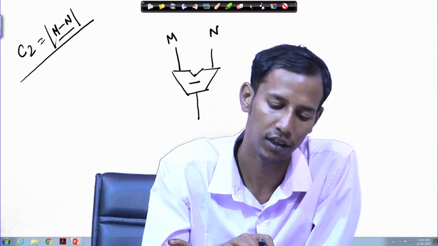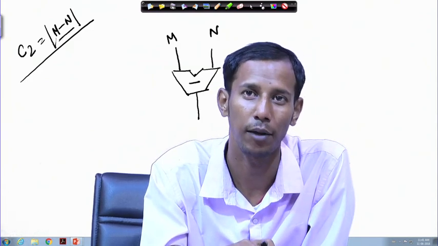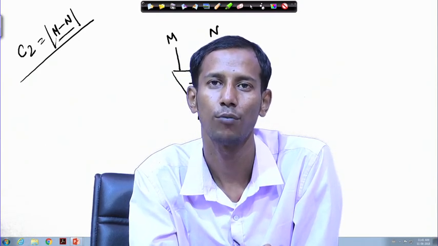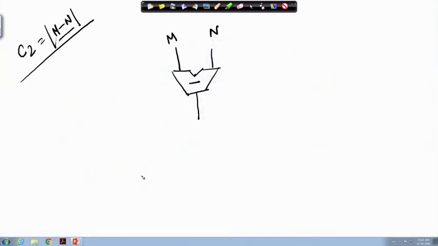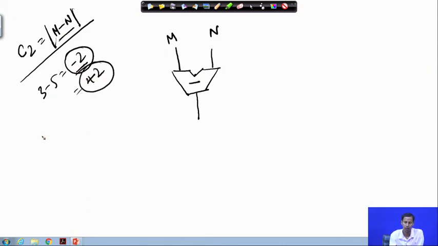That means, whatever is the value of this m minus n, if the m value is smaller than the n, at that time what will happen? I will get a negative number. That means, if I just do 3 minus 5, this will give me minus 2. But here mod means it will not produce the minus, it will be just plus 2, right.